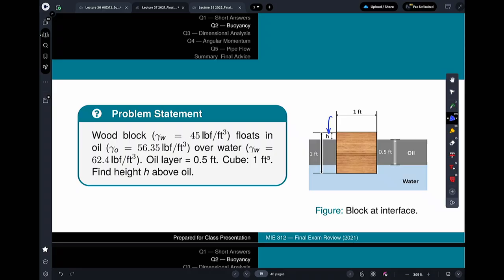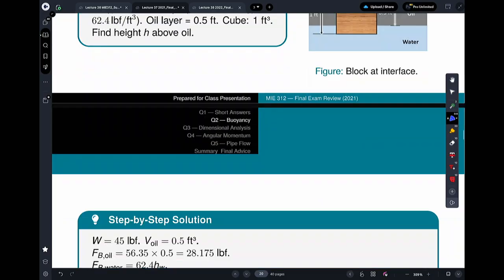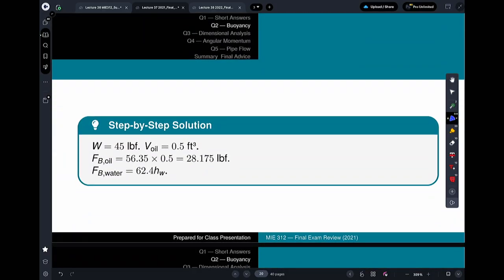above the oil. So you're given, you know what the weight of the block is because you're given its specific gravity. You know what the oil is, you know what the water is, and you know the distance for the water, or sorry, for the oil. You don't know the distance for the water. So straightforward because it's 1 cubic foot, so it's 45 pound force.